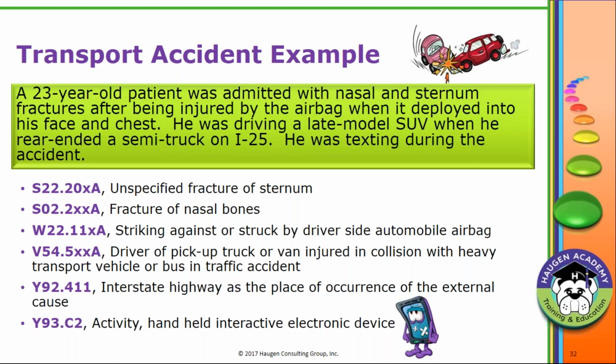We have the code, look at how specific our V code is: driver of a pickup truck or van injured in a collision with a heavy transport vehicle or bus in traffic accident. How do I know this was a pickup truck? Because the coding guidelines at the beginning of chapter 20 tell me that an SUV is classified as a pickup truck. They also tell me that these big semis are classified as a heavy transport vehicle. We also have a code for Y92.411, interstate highway, as the place of occurrence for our external cause code, and our activity code saying that the patient was using a handheld electronic device at the time.